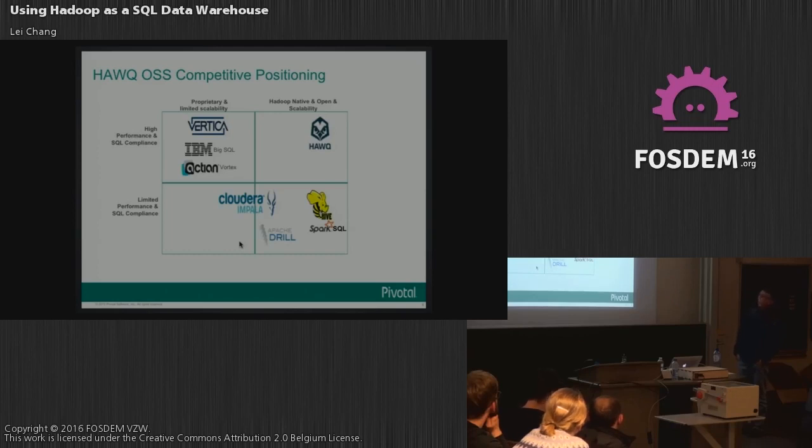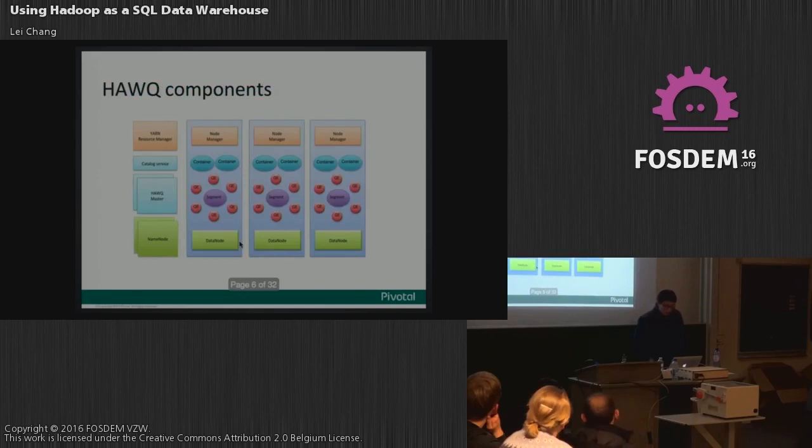Another dimension is about priority and openness. Hawk is now an Apache project. It's completely open, and it's Hadoop native. It integrates natively with HDFS, Yarn, and Barry. It is highly scalable. From the two dimensions, you can see that Hawk is the only one in the top right quadrant. So this is how we position Hawk in the SQL Hadoop solutions.